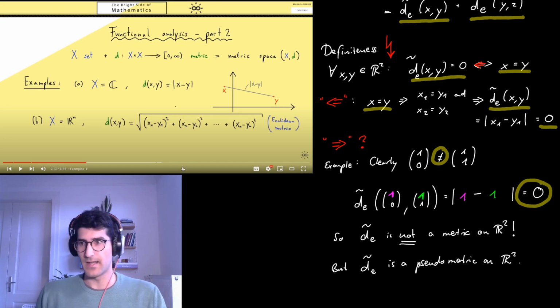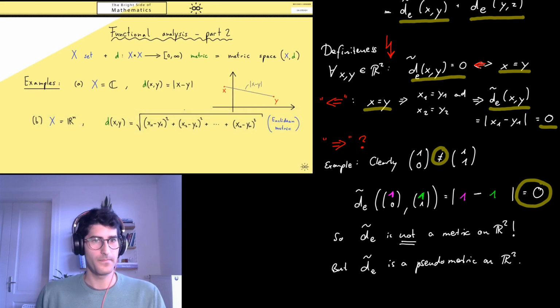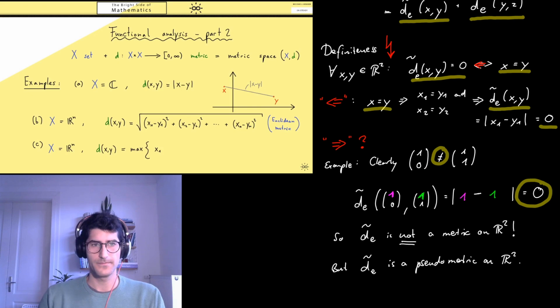Let's take a look at the next example from the video. So please remember, for a metric we only need the three properties. It should be positive definite, symmetric, and fulfill the triangle inequality. We already know that these two fulfill the three properties, so they are metrics on Rn or C respectively. So let's look at another distance function we could define for Rn. This would be the maximum, and then we look at the difference x1 minus y1 and use the normal absolute value or modulus in R.